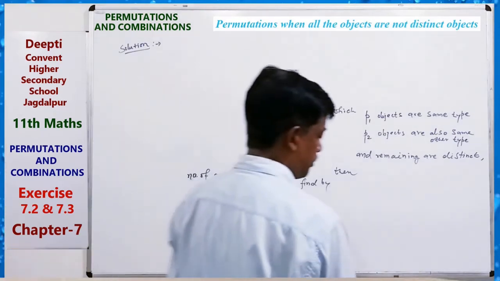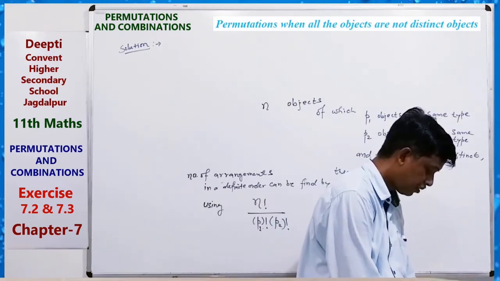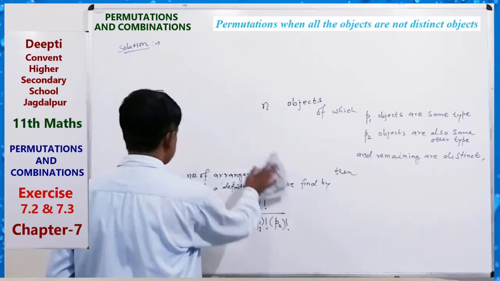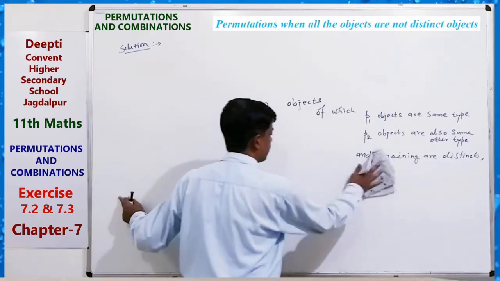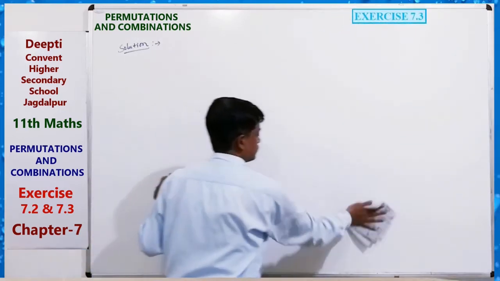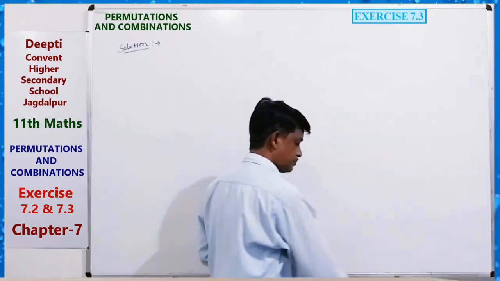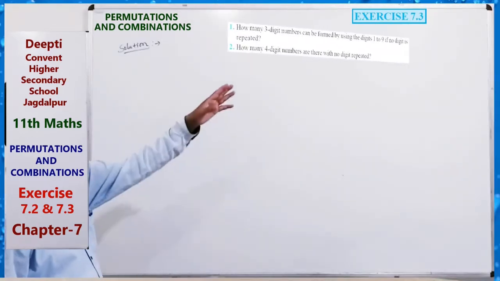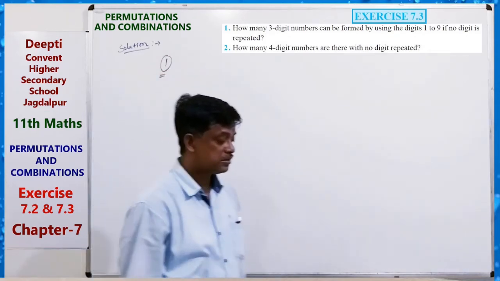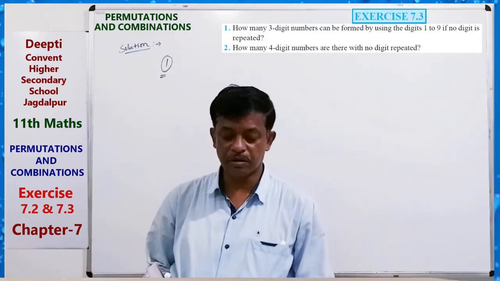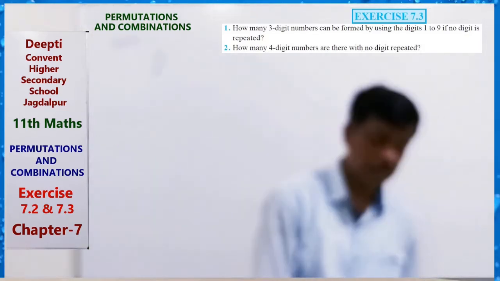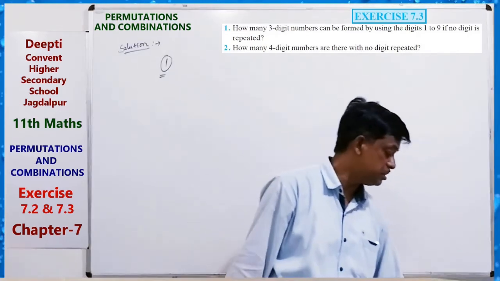exercise 7.3. So take the first and second questions. Take some questions from exercise 7.3. Question first. The given question is: how many 3-digit numbers can be formed by using the digits 1 to 9 if no digit is repeated? Repetition is not allowed. The digits are from 1 to 9. And how many 3-digit numbers can be formed?